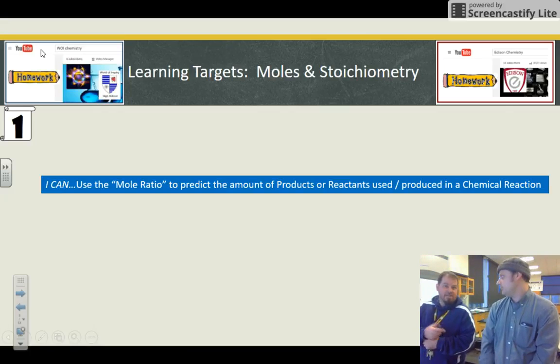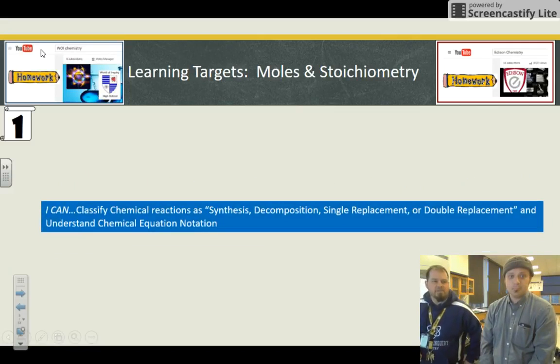And we actually use this. If I need to make so much stuff, I can back calculate to know how much to start with. Exactly. Yeah, so that's a good thing.